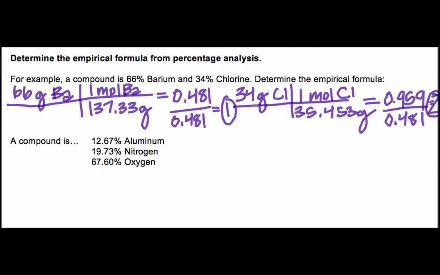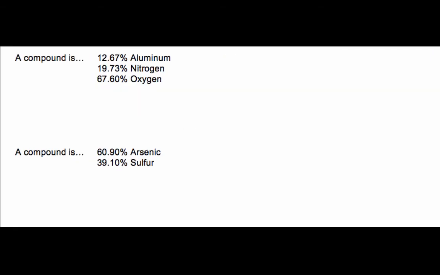Now what does this mean? These numbers are really close to whole numbers anyway, so you don't need to do the multiply until whole step at all. You can just throw that out for this one. Your barium though, you'll have 1 barium according to our calculations. And you'll have 2 chlorine atoms. So the answer to the problem is BaCl2. Let's try another example. This time we have 3 elements.